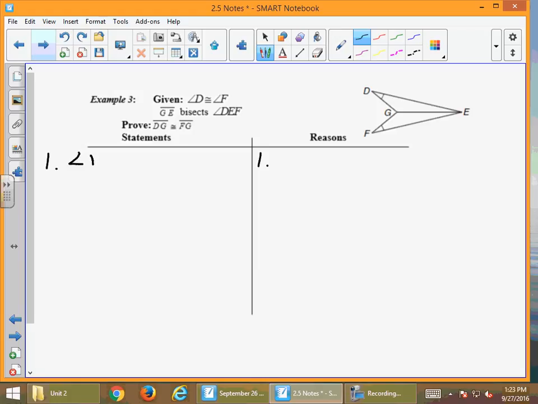Yeah, angle D is congruent to angle F. What else are we going to write? Good. GE bisects angle DGF. And what's our first reason every single time? Okay, so far you know that much. And what are we going to write last? What's going to be our very last statement?